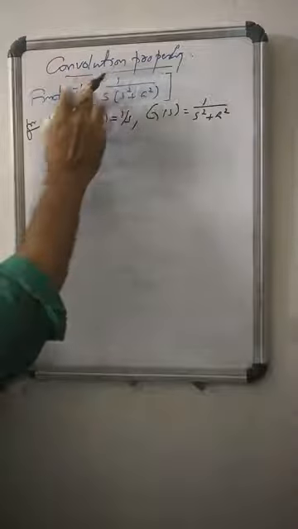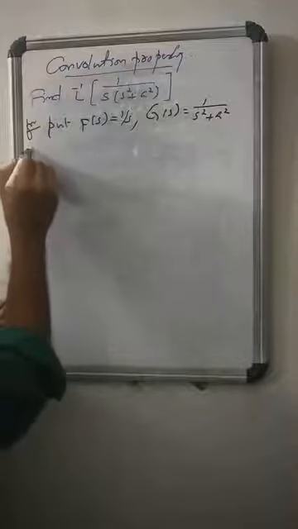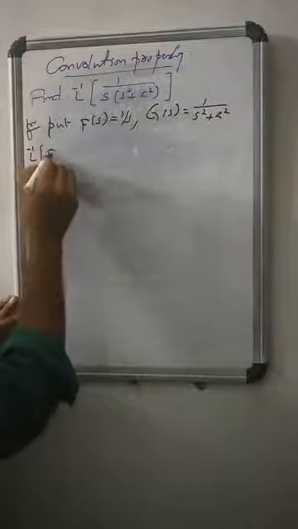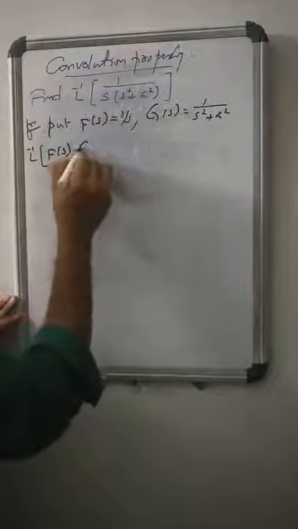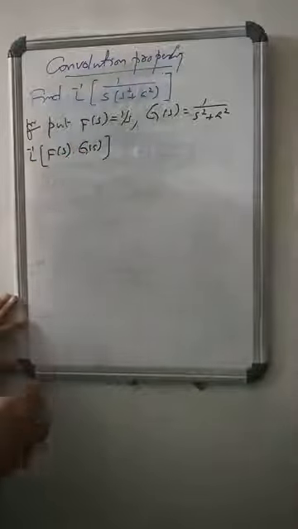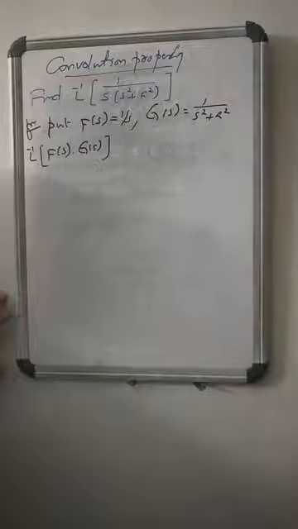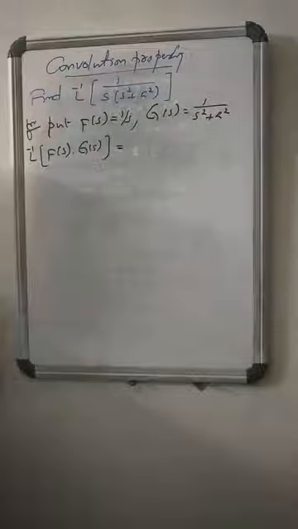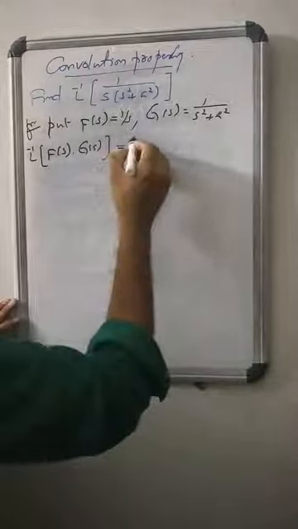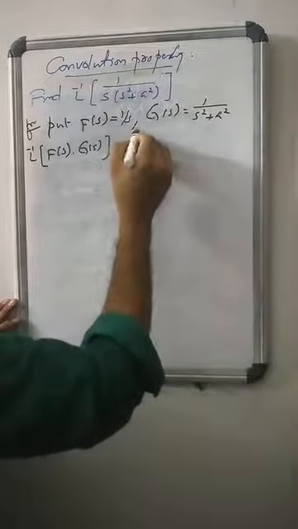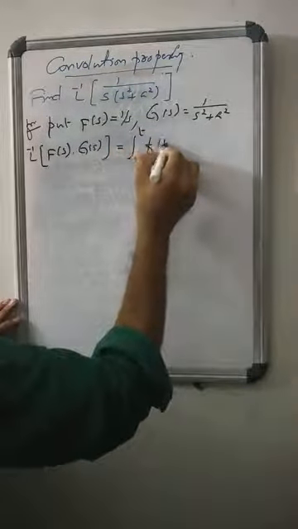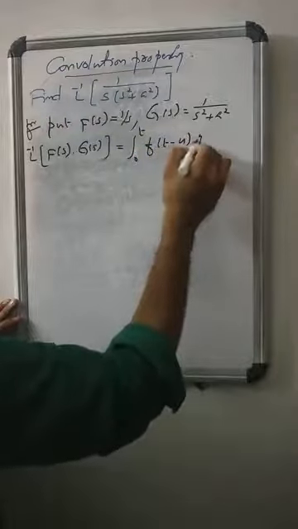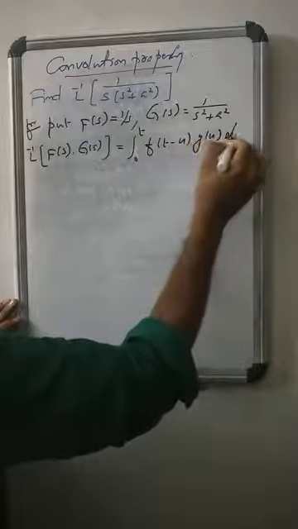So the given is of the form L inverse of 1 by s, that is f of s, into 1 by (s square plus a square), that is g of s. We know that L inverse of f of s into g of s, the inverse Laplace of the product of f of s and g of s, is nothing but the convolution of f and g, that is integral 0 to t f of t minus u g of u du.